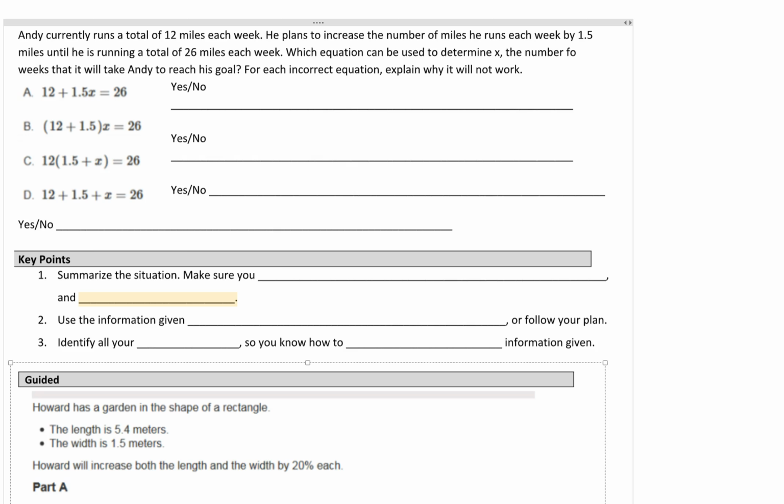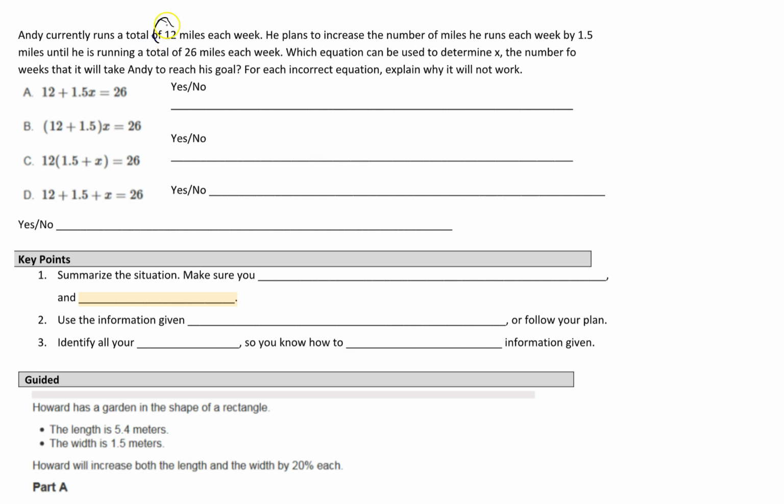Andy currently runs a total of 12 miles each week. He plans to increase the number of miles he runs each week by 1.5 miles until he is running a total of 26 miles each week. Which equation can be used to determine x, the number of weeks that it will take Andy to reach his goal? For each incorrect equation, explain why it will not work.